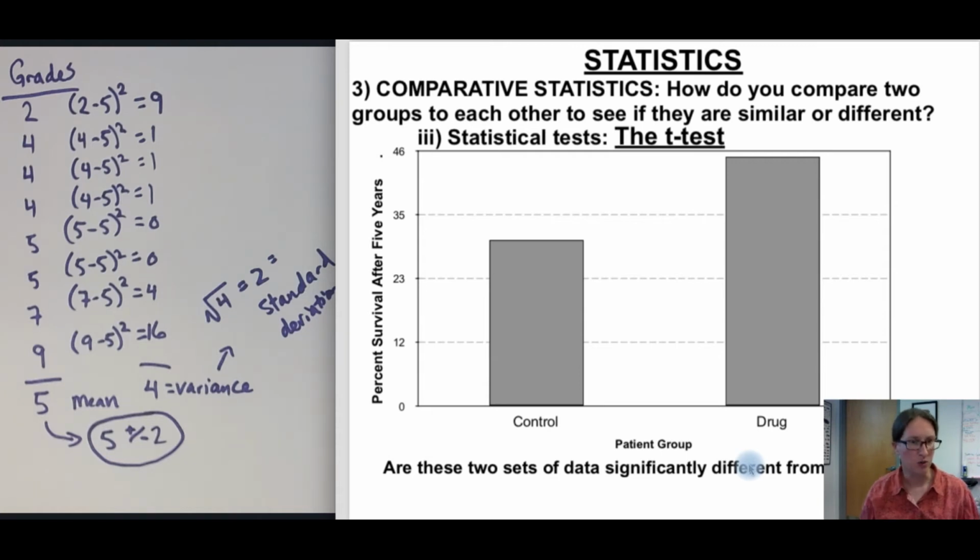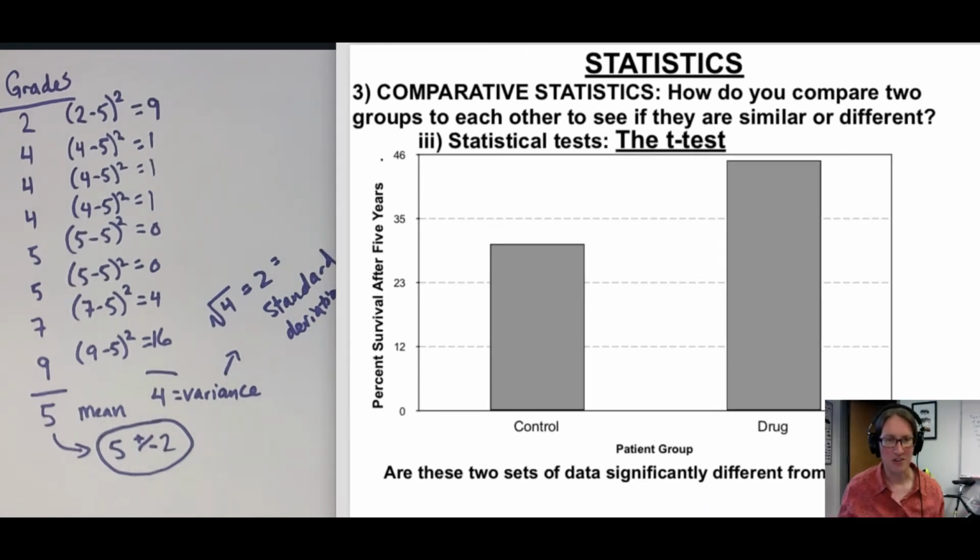So for this, we're going to use a t-test, and a t-test is simply asking the question of, are 2 sets of measurements the same or different from each other? So here's another graph where we have our independent variable, patient group, on the x-axis. We've got treatments, a control treatment, and a group given an experimental drug. And on the y-axis, we've got the percent of patients that have survived after 5 years, our dependent variable. So did this drug have an effect on survival?